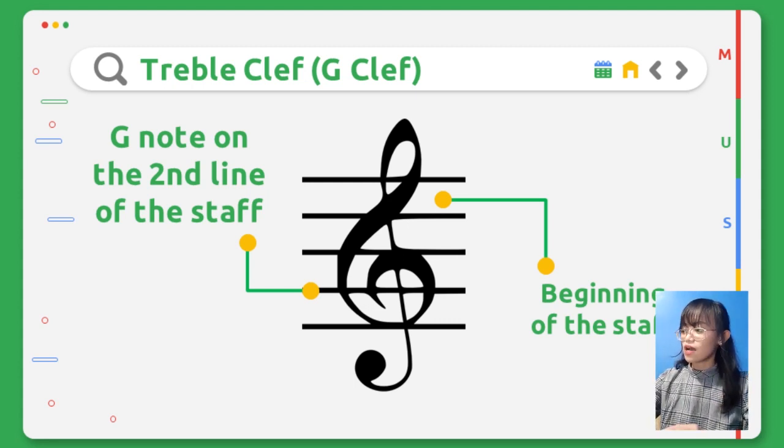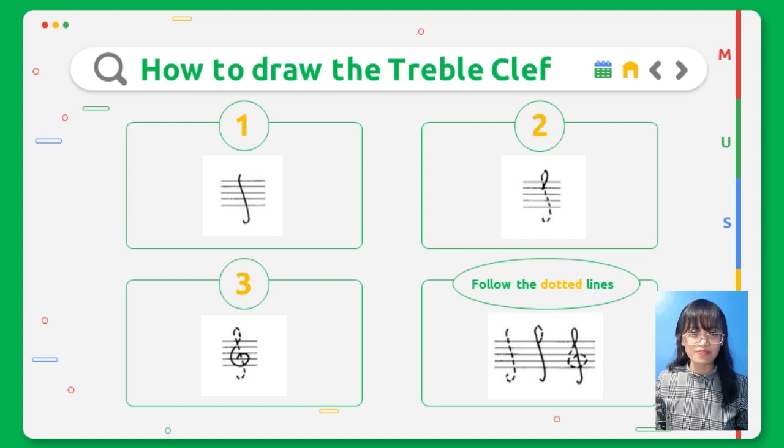But before that, the G note is established on the second line. As you can see here on my screen, the G clef here. Okay, the G note is on the second line, and dun din nag-umpisa yung stroke ng treble clef. Okay, so don't forget that at the beginning of the staff, there is a clef, and treble clef establishes the G note on the second line. Okay, are you ready now to draw G clef or treble clef? Okay, I don't know how to do this virtually, but let's try our best.